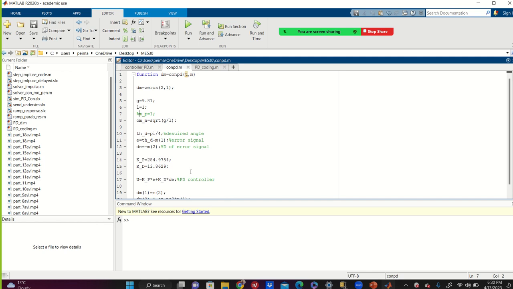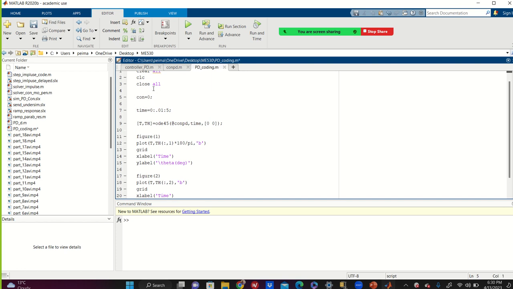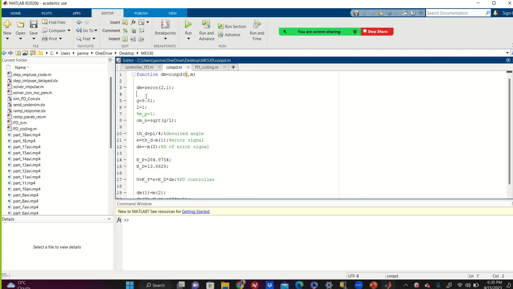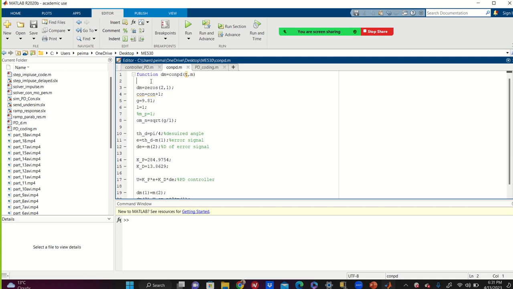You're gonna tell me why. Because I want to plot the error signal in the code. What I'm gonna do is put a counter here, counter 0. This is how we code professionals. Then I'm gonna say counter equals counter plus 1. Each time it goes through this code, the counter increments. And I'll say global counter.